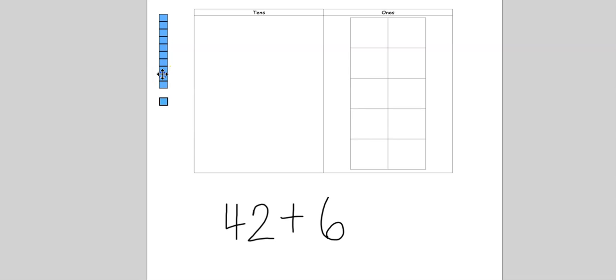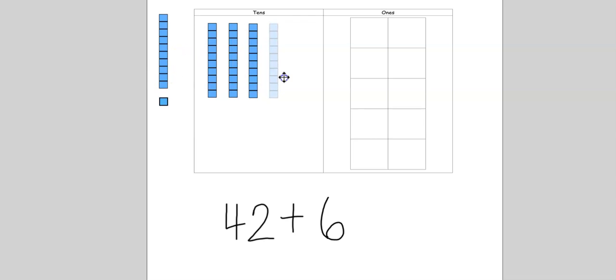Okay, you ready? 10, 20, 30, 40. Now I'm going to switch over to ones. 41, 42. So in 42, I have 4 10s and 2 1s. I could have counted out 42 ones, couldn't I? But this made it a lot faster if I grouped that in tens, didn't it? It was a lot easier to count.